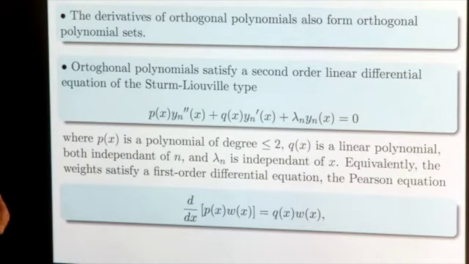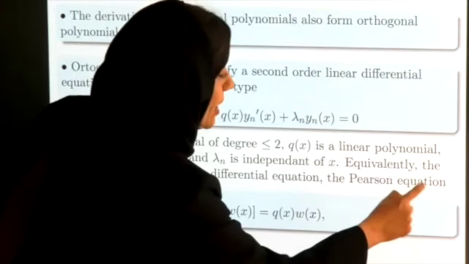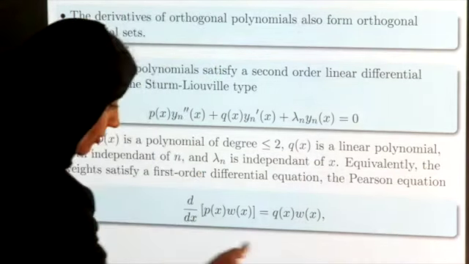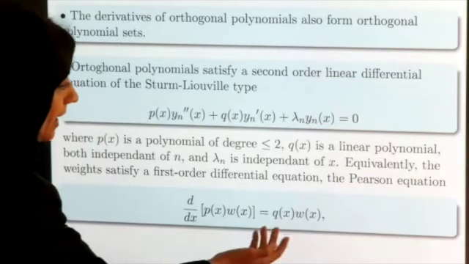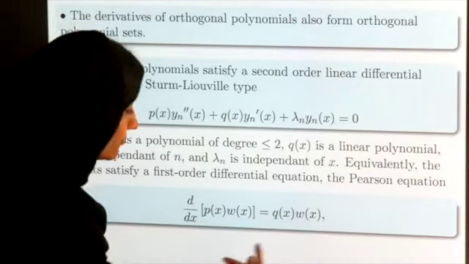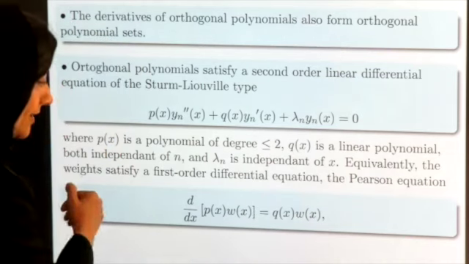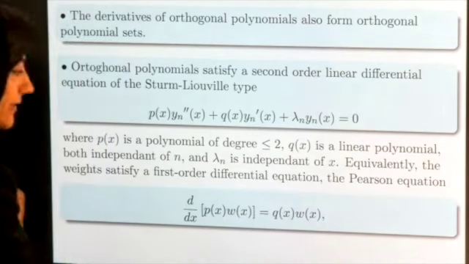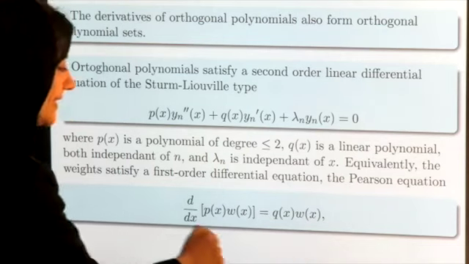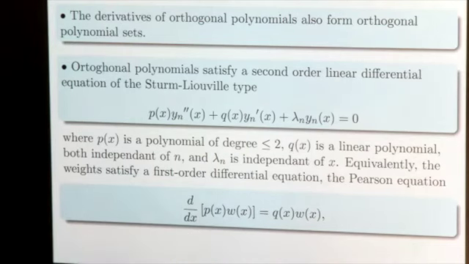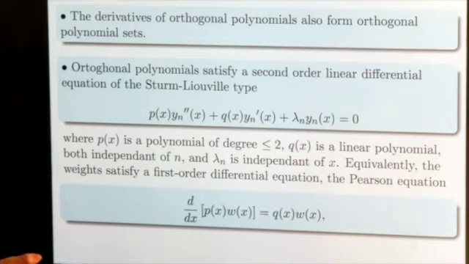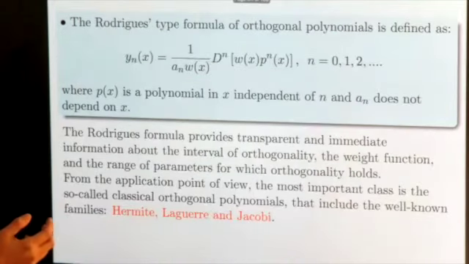We have an important equation here, the Pearson equation. From this equation, famous as the Pearson equation, we can find the weight function. It is a first order differential equation, and by using this, we can obtain the weight function. For example, the weight function of Hermite polynomials, Laguerre polynomials, Jacobi polynomials, and other orthogonal polynomials.